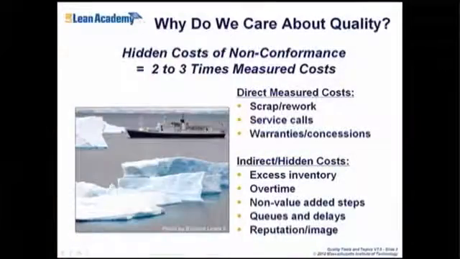And they show up in terms of the excess inventory that you might need to keep around because your processes, your quality is so poor, overtime for employees to deal with those poor quality issues, all the non-value added and wasted steps and queues and delays that happen and cost money. And not the least bit is the reputation or image of the organization for having poor quality. And sometimes the cost of that is really quite immeasurable.